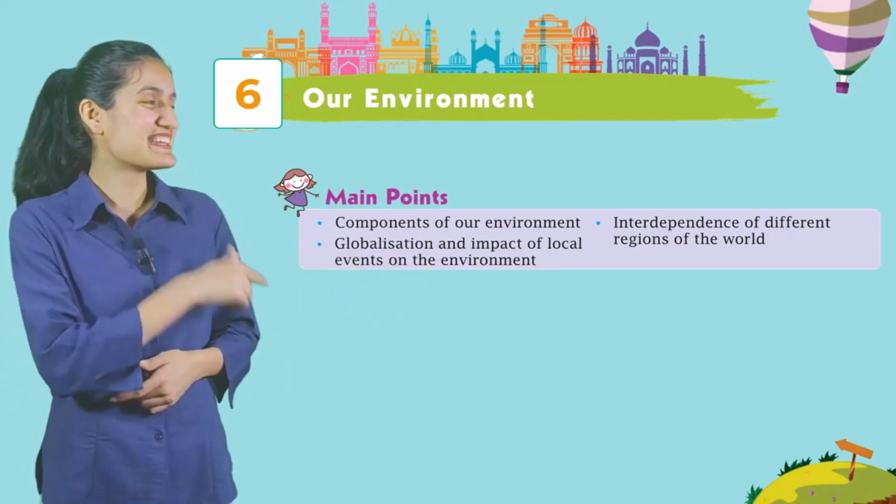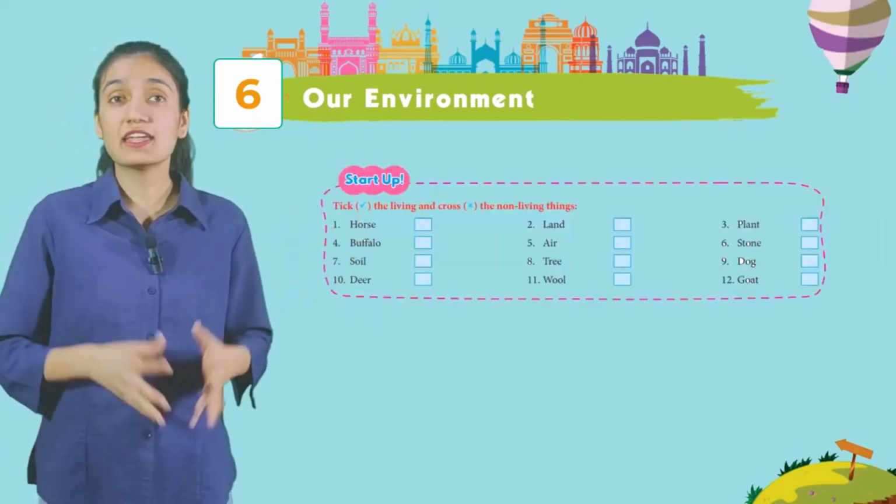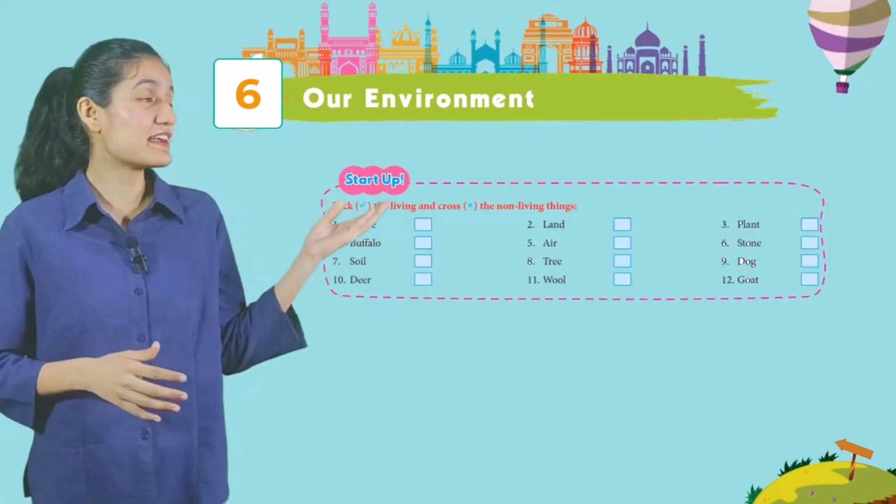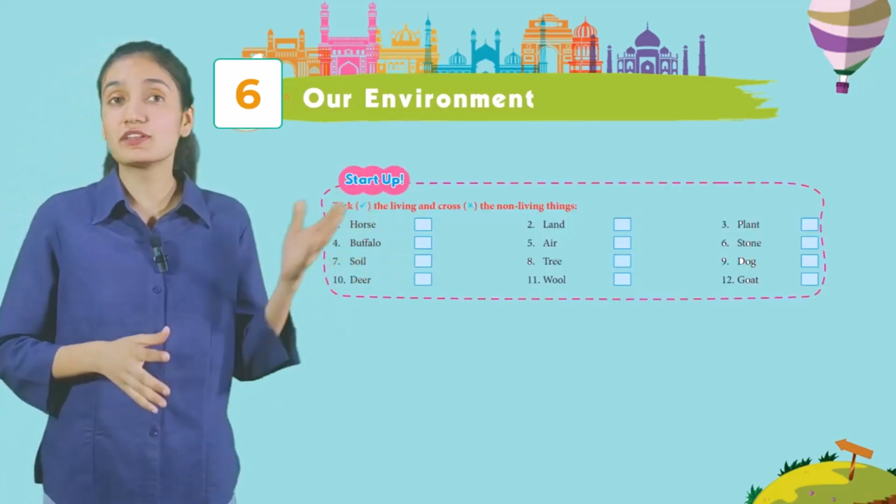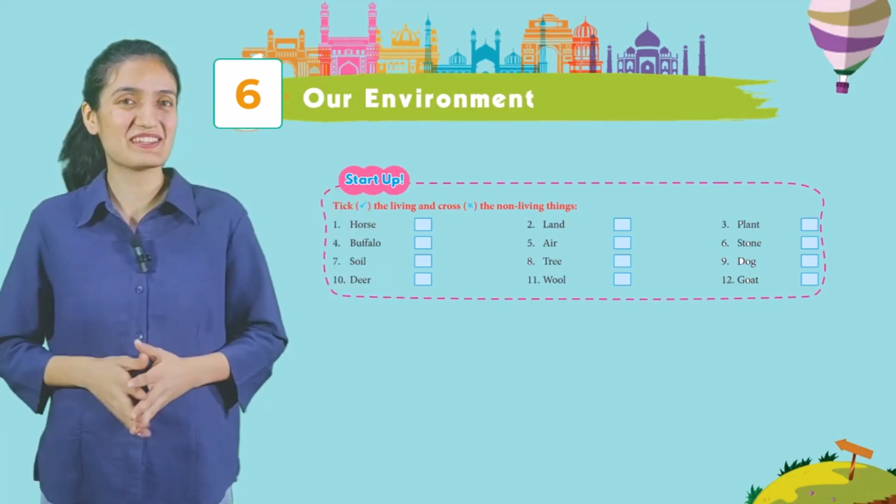So let's start. Students, tick the living and cross the non-living things. Here are some things given and you have to tick the living things and cross the non-living things.